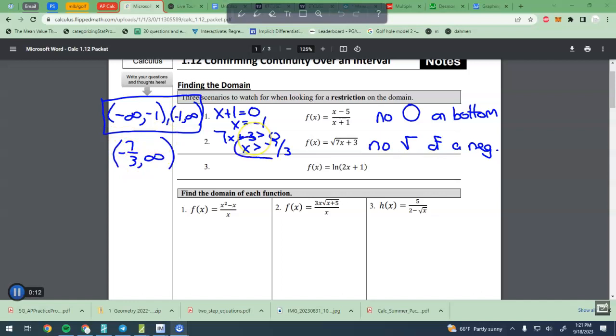This is actually a valid way to write it too. You could stop there for that one, because this is saying x can be any number bigger than -7/3, and that's exactly what this is saying.